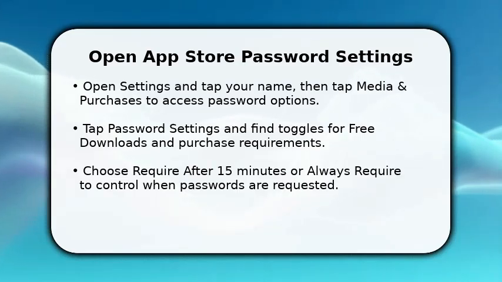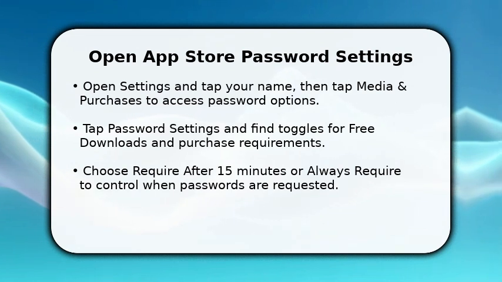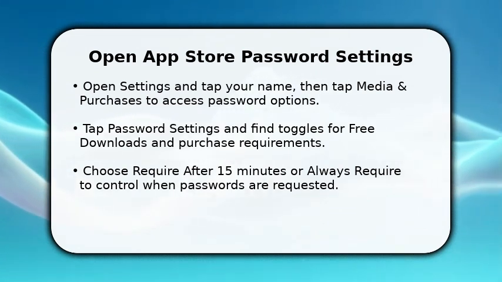Open Settings on your iPhone or iPad and tap your name at the top. Tap Media and Purchases to open App Store purchase settings. Tap Password Settings to view the purchase rules and toggles.